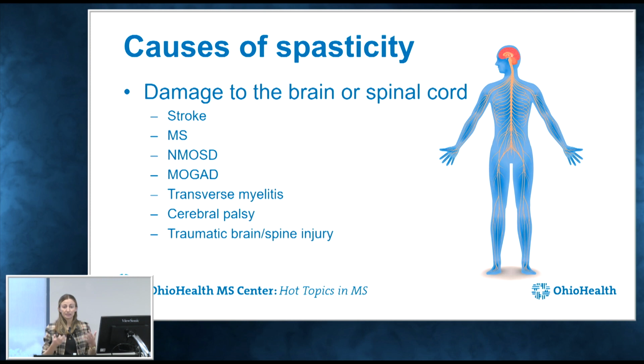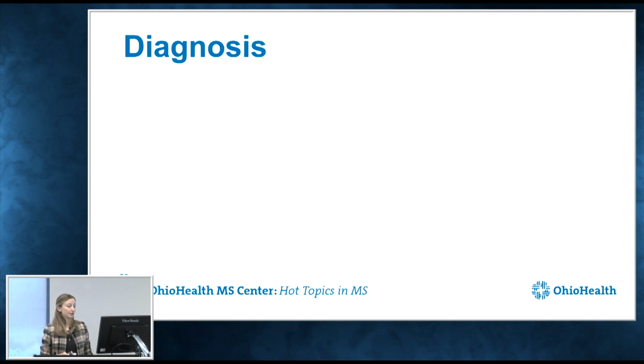So basically the signaling pathway from the brain down the spinal cord to the nerves to the muscles is getting messed up by some damage to brain or spinal cord. And so that muscle is overactive and tight when it shouldn't be. And this is not a comprehensive list, but a lot of the common causes of spasticity here.